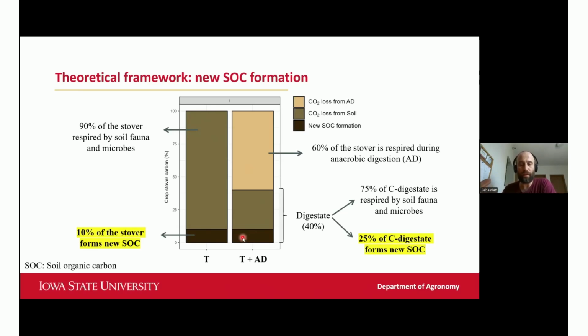form new soil organic carbon, because we are applying a lesser amount, so this lesser amount of carbon must be compensated by a higher efficiency. In this case, that is a hypothetical case, we must have 25% efficiency in the digestate to maintain the same amount of new soil organic carbon.